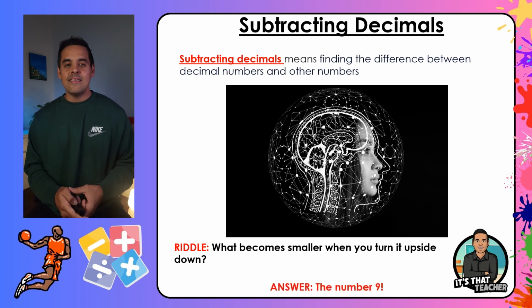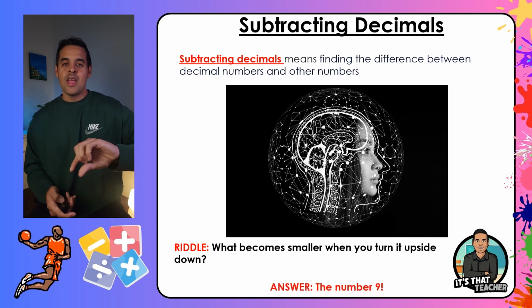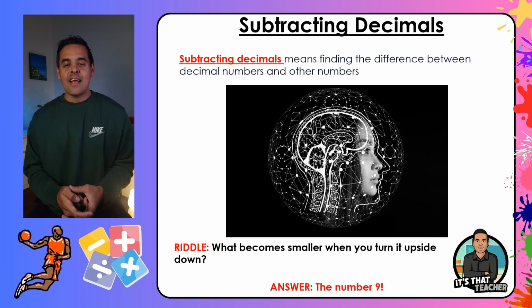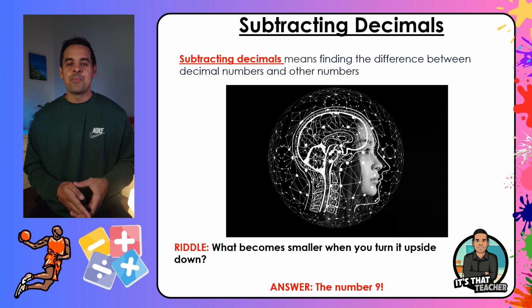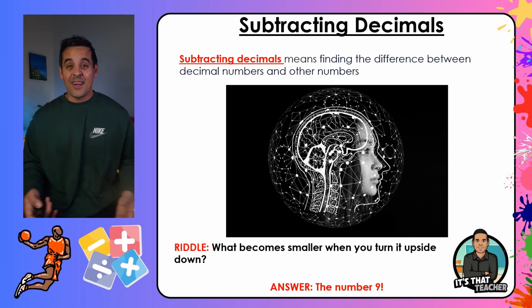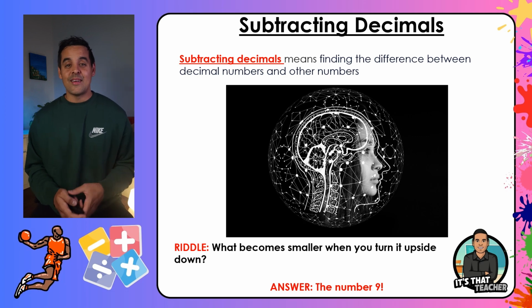The answer to that is the number 9. When you turn the number 9 upside down, it actually becomes a number 6, which is a smaller number. So it's a little bit of a trick question there. But if anyone got that, I would be extremely impressed, because I don't think I could have got that without seeing the answer beforehand. So well done to everyone who got that riddle.